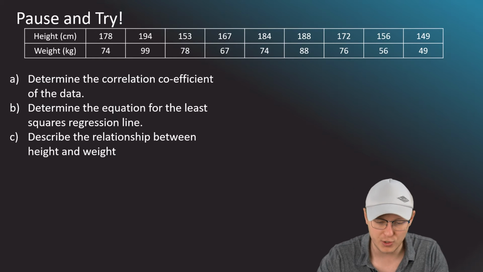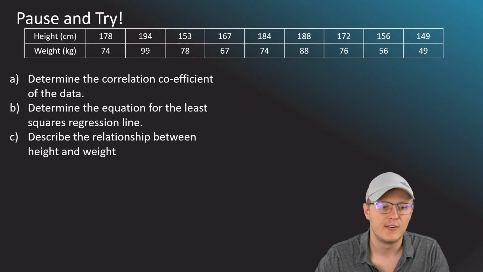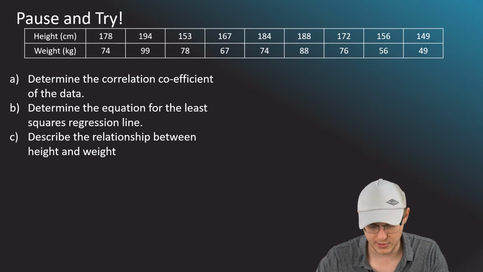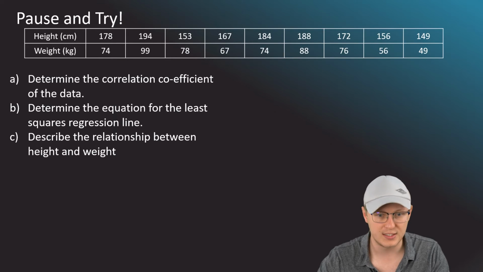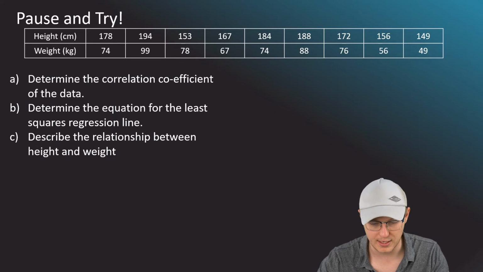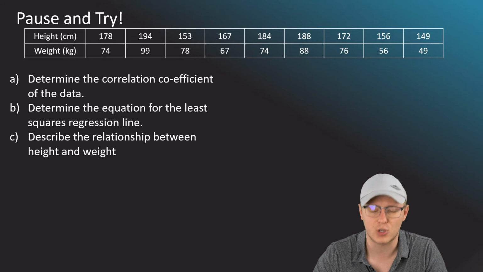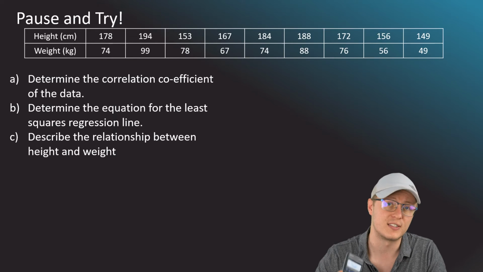And then I'm going to make sure that I put the y values in that correspond. So I've got the 74, the 99, 78, 67, 74, 88, 76, 56, and 49. And then I see each and every x value does have a corresponding y value, so it's likely that I've put it in correctly.